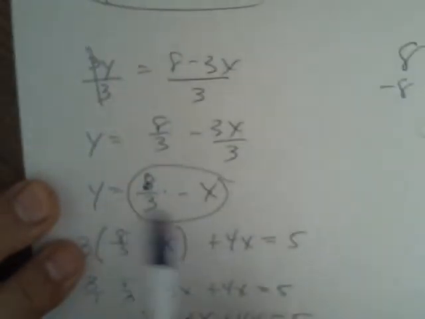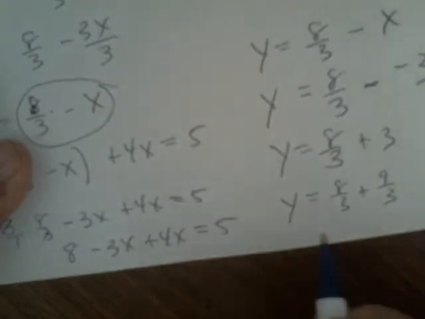Now the good thing about it is, to find y, I've got an equation already here with y equals. So I take y is 8/3 minus x. X is negative 3. Let me let that thing focus. So, sorry about that. I don't know what's wrong with my camera.